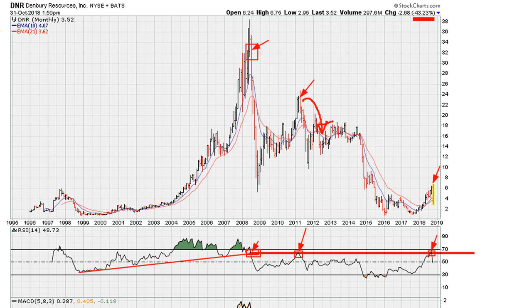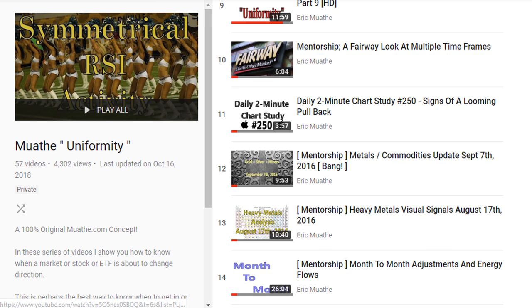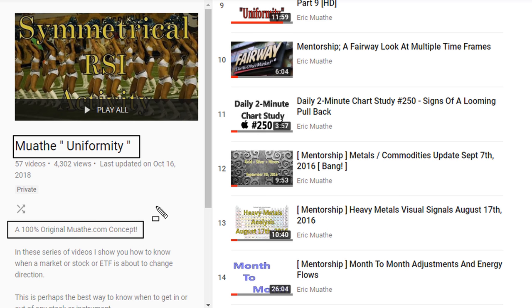Why? Because of resistance on the uniformity line, as we have discussed. So again, always good to look at the big picture, because sometimes that is where you can get a clearer view of what is potentially about to play out. And in this particular example, we use my playlist, the Muathe Uniformity concept, a 100% original Muathe.com concept.